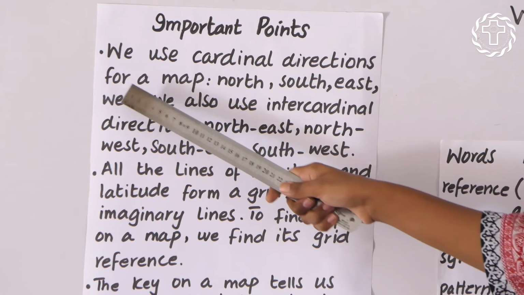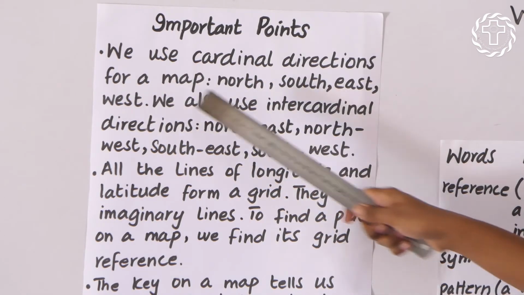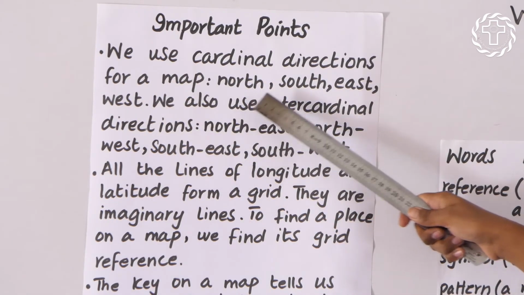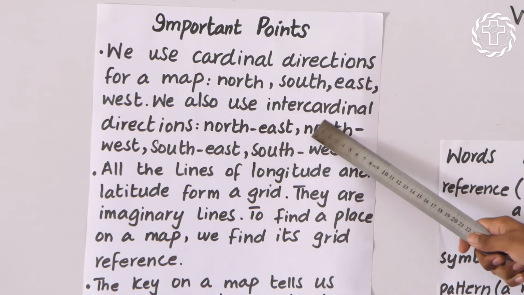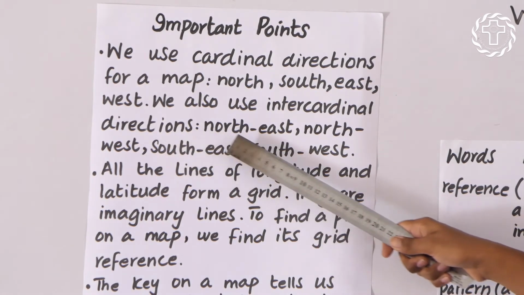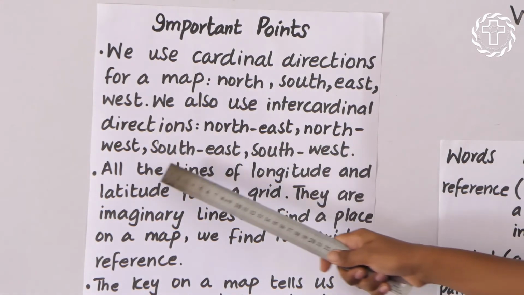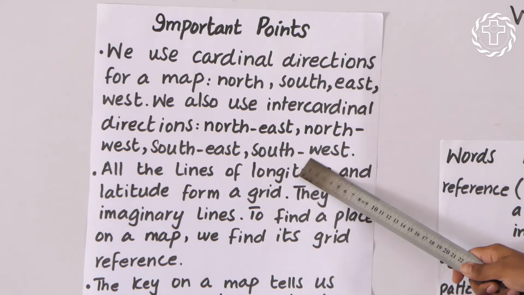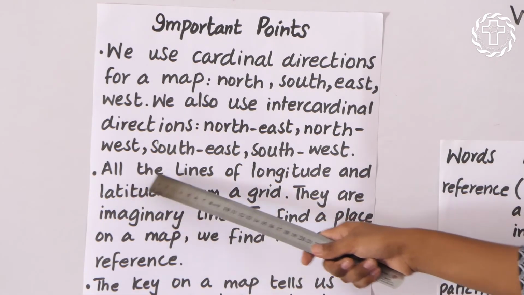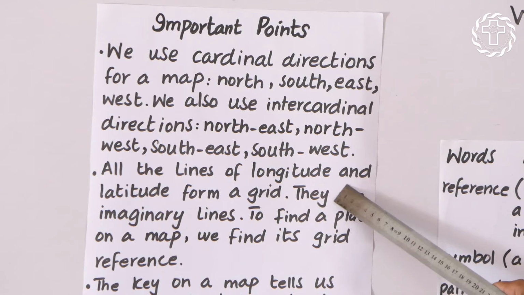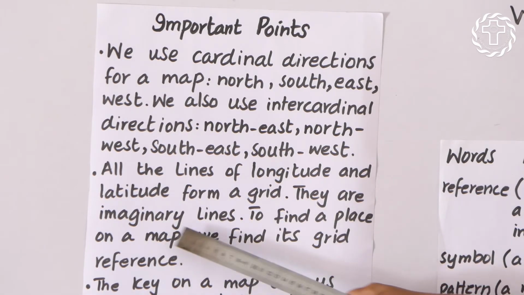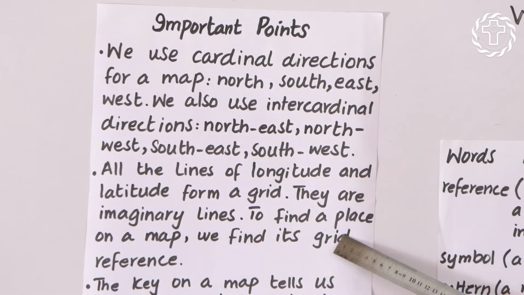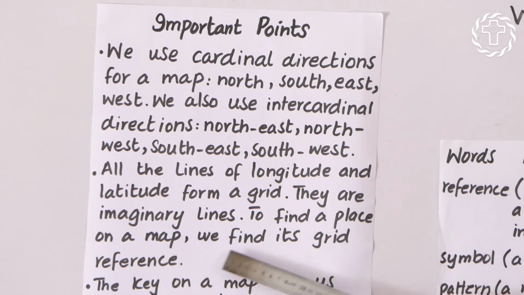Important points. We use cardinal directions for a map: north, south, east, west. We also use intercardinal directions: northeast, northwest, southeast, southwest. All the lines of longitude and latitude form a grid. They are imaginary lines. To find a place on a map, we find its grid reference.